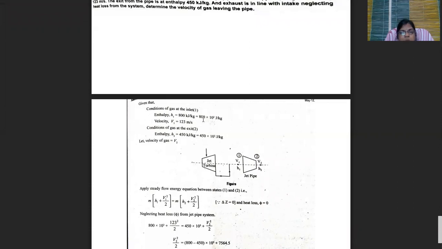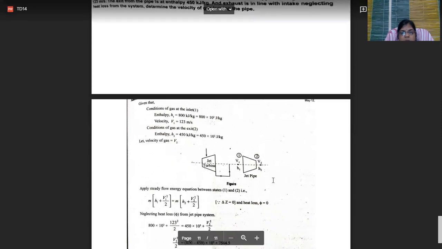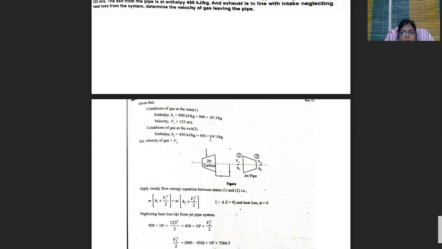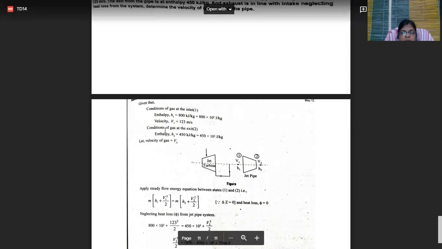So enthalpy H1 is equal to 800 kilojoule per kg, that is 800 into 10 cube joule per kg. And next, velocity V1 is equal to 123 meter per second. Next, conditions of gas at exit. So at exit, enthalpy H2 is equal to 450 kilojoule per kg. And next, let the velocity of gas be V2. Now we are going to calculate the velocity V2.